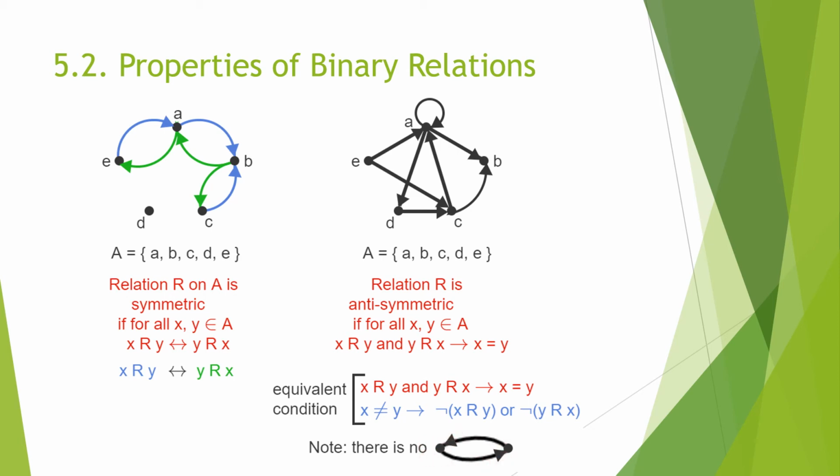So there is no two vertices or points in this graph that are connected to each other bidirectionally. If there's a relation, the relation is unidirectional. There is no bidirectional relation between any of these two nodes, therefore the relation is called anti-symmetric.